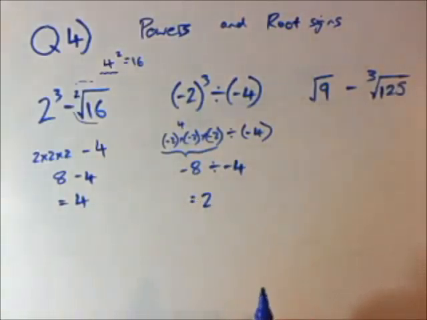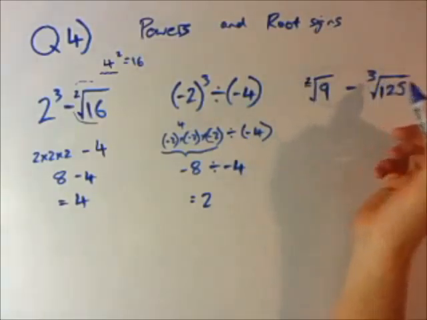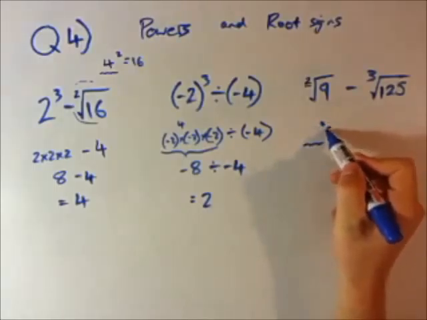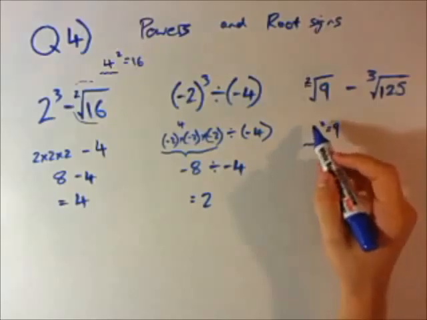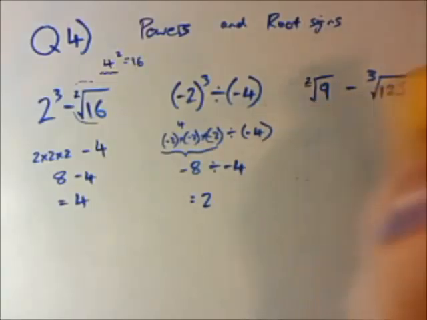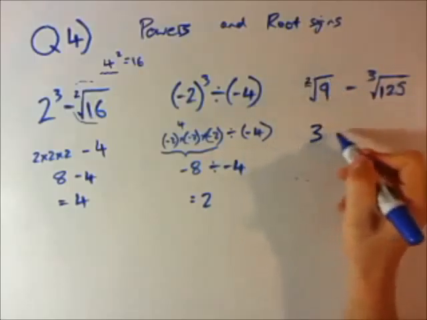Third one now. Here we have a couple of square root signs. So again, if I don't have any number here, it actually means that it's a 2 there, whereas this one's a 3. So let's write it out. What number squared equals 9? Well, 3 squared equals 9. So square root of 9 is 3, minus.